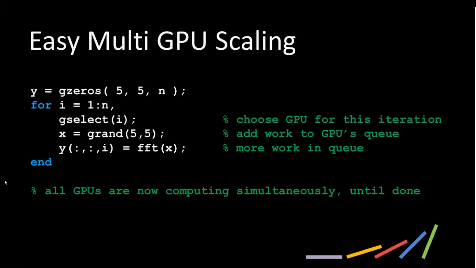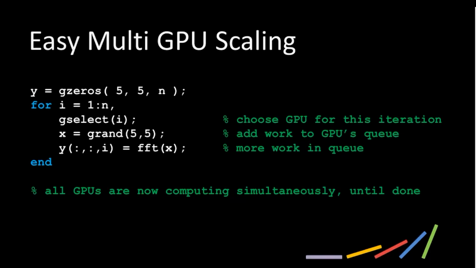One other very powerful feature of Jacket is the ability to scale to multiple GPUs. In many cases, problem sizes demand more computational resource than is available on a single GPU. And in this case, all you have to do to take advantage of multi-GPU scaling is use the gselect function. And gselect will let you, in your code, toggle between the various GPUs available on the system. And depending on whichever GPU is currently selected, that is the GPU that will receive subsequent commands.